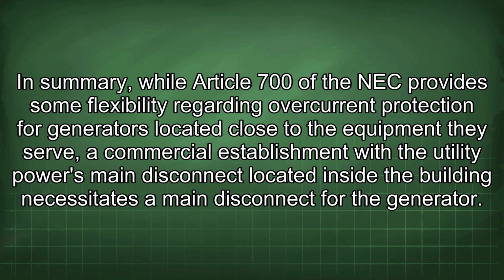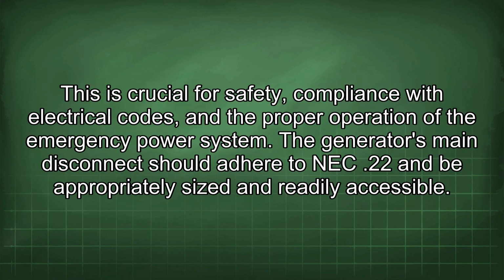In summary, while Article 700 of the NEC provides some flexibility regarding overcurrent protection for generators located close to the equipment they serve, a commercial establishment with the utility power's main disconnect located inside the building necessitates a main disconnect for the generator. This is crucial for safety, compliance with electrical codes, and the proper operation of the emergency power system. The generator's main disconnect should adhere to NEC 22 and be appropriately sized and readily accessible.